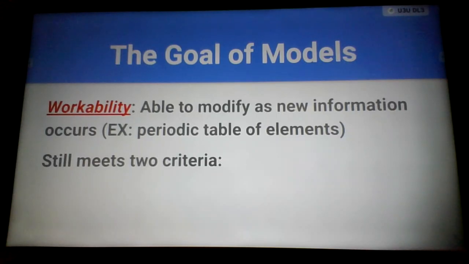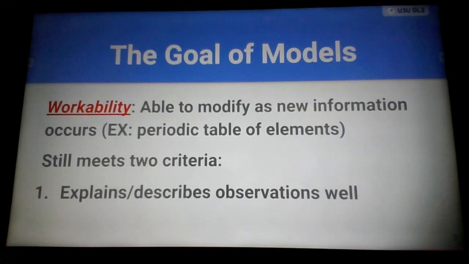The workable model, though, still has to meet these two criteria. One, the model has to explain and describe the scientist's observations. Two, the model has to be able to teach us something if the model's to be useful.